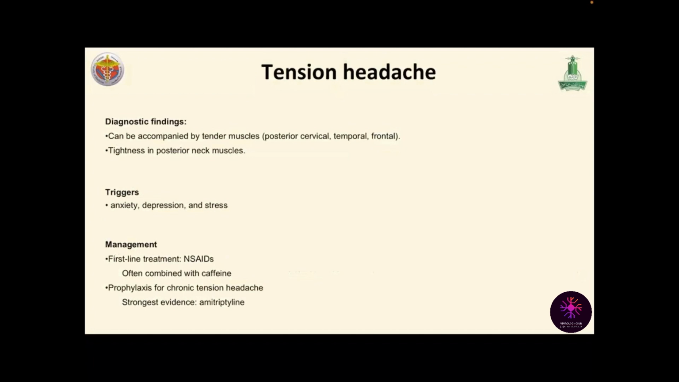Prophylactic therapy is mainly prescribed for chronic tension type headache. And here we're talking about headaches occurring for 15 or more days per month for 3 months or more. So amitriptyline here has the strongest evidence.